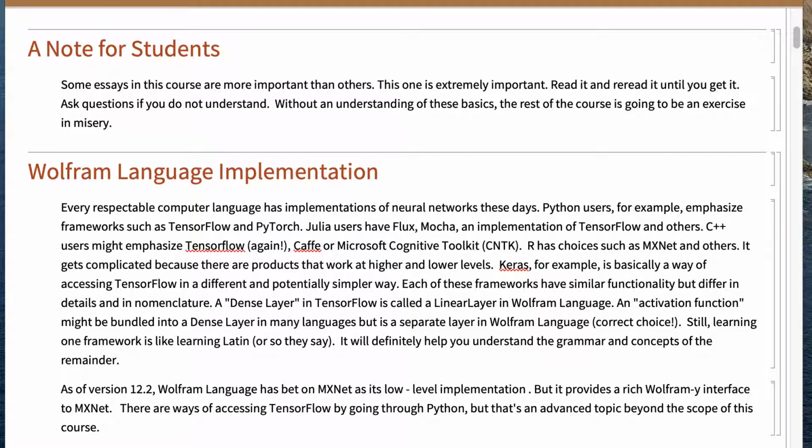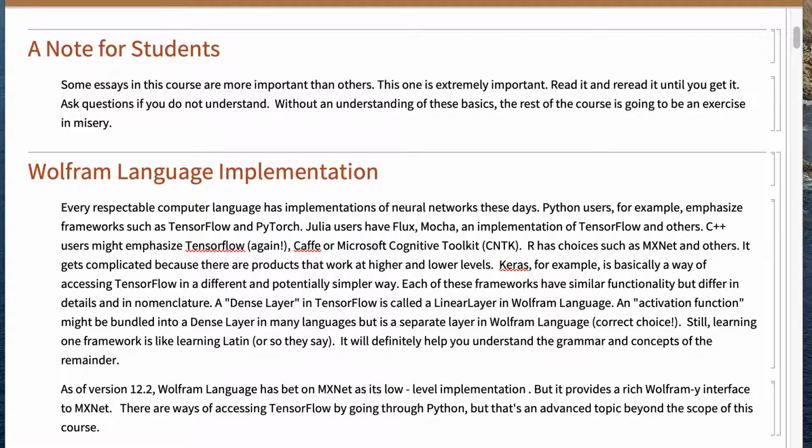Second thing to know is every respectable computer language these days has an implementation of neural networks. So Python users, for example, can use TensorFlow and PyTorch. Julia users have Flux and Mocha. They have indirect access to TensorFlow. C++ users, again, TensorFlow, Caffe, Microsoft Cognitive Toolkit. R users can use MXNet and others. And it gets more complicated than that. If you are in the field, you're going to hear these terms bandied about, because there are things like Keras, which is sort of a high-level interface to TensorFlow. So those are some of the frameworks.